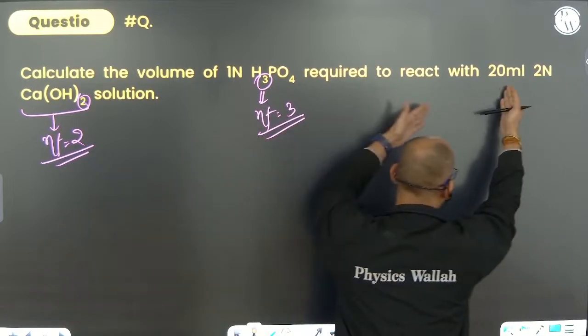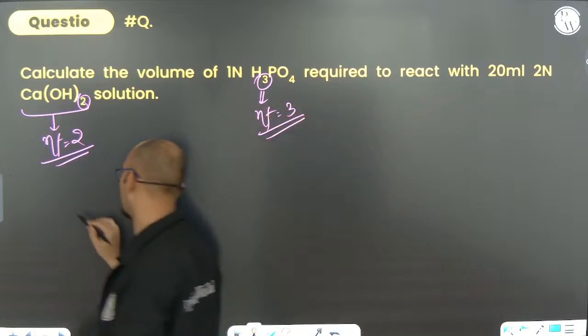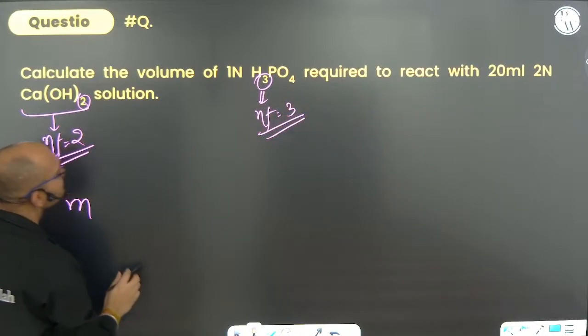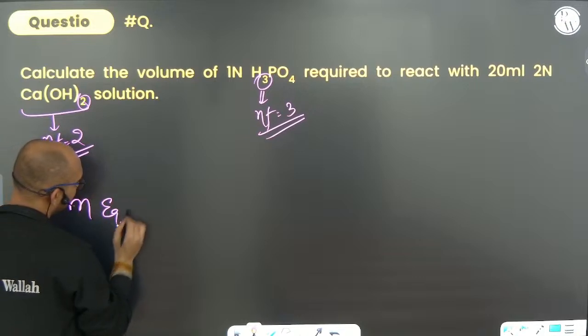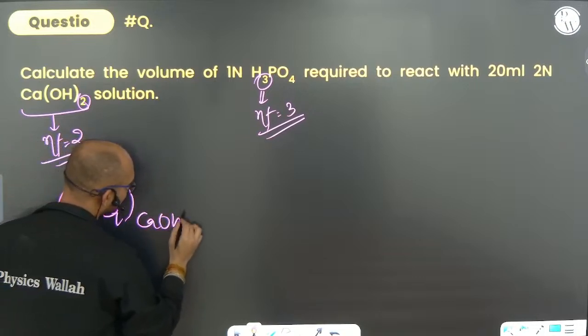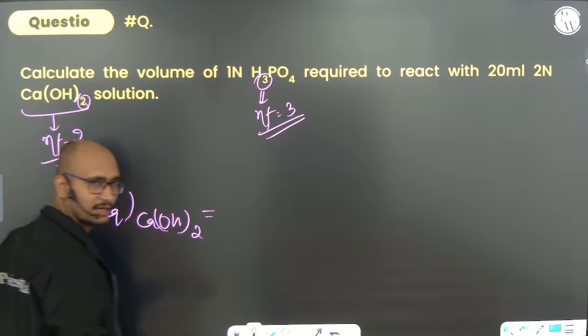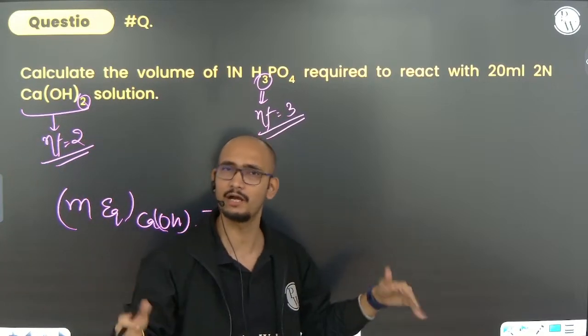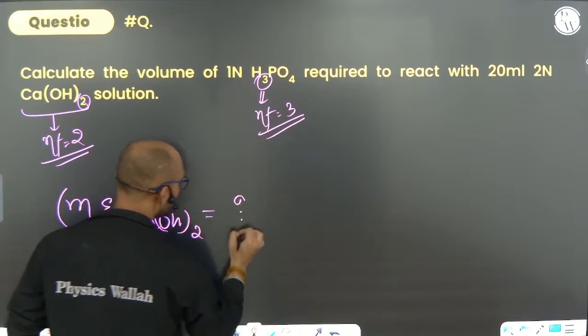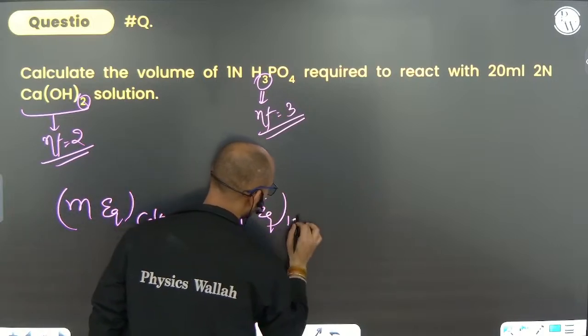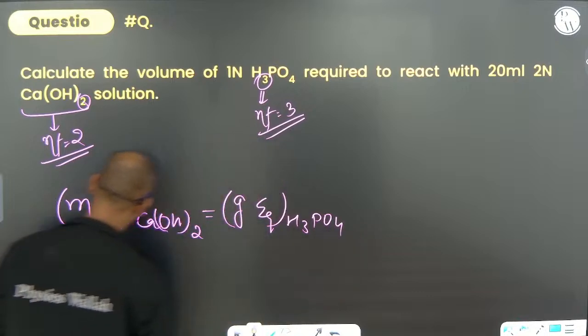With the help of volume and normality, you can find milliequivalents. So milliequivalents of calcium hydroxide, because it is a base. Base and acid will react in the same way, and by the law of equivalence nothing gets wasted. It will always be the same. So gram equivalents of H3PO4 equal those of calcium hydroxide.